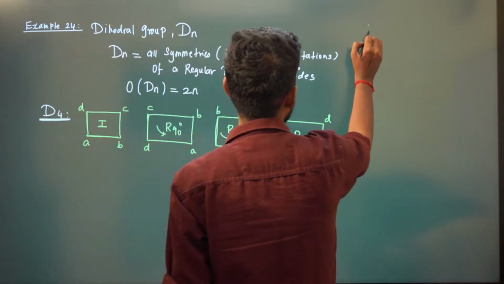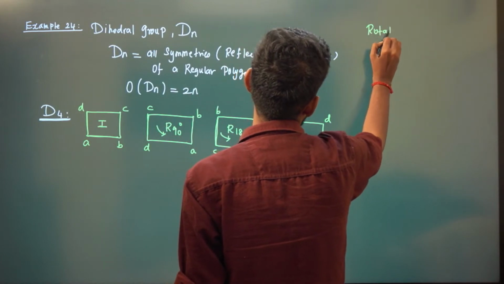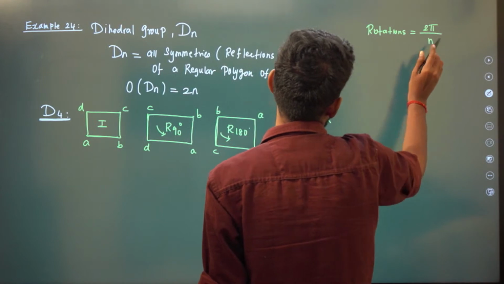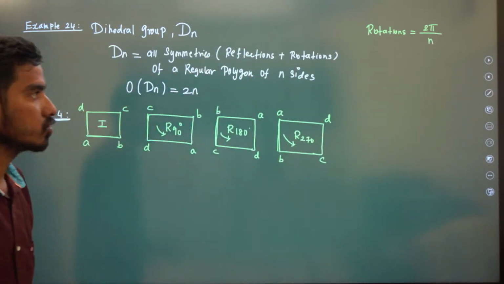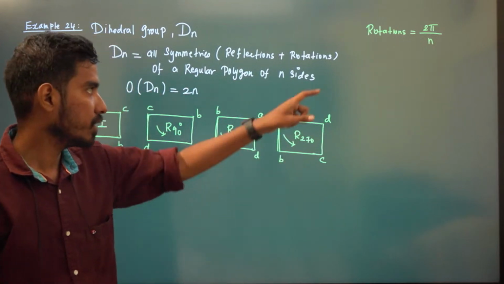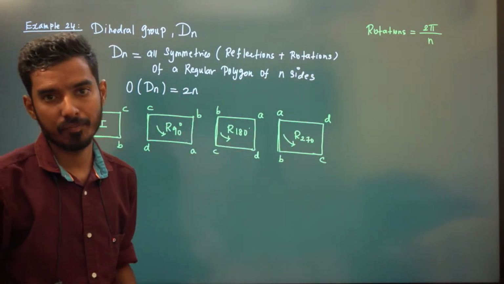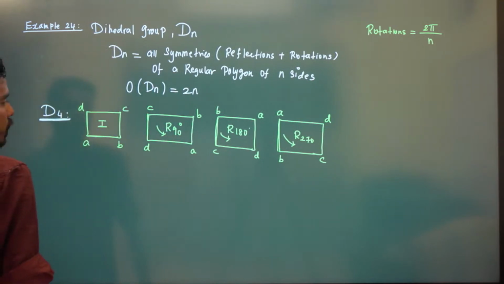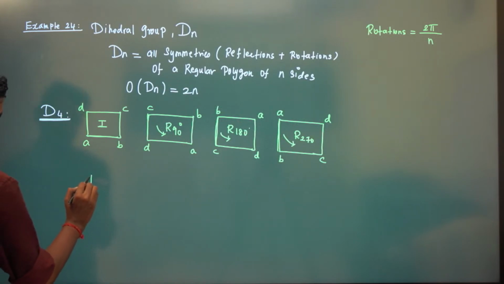Always remember, rotations will be 2 pi by n. So n is 4 here, so 2 pi by 4 is 90 degrees. So for every 90 degrees, you need to rotate. If n is 3, it means 2 pi by 3. Okay, these are the 4 rotations you have. And we're going to reflect now.